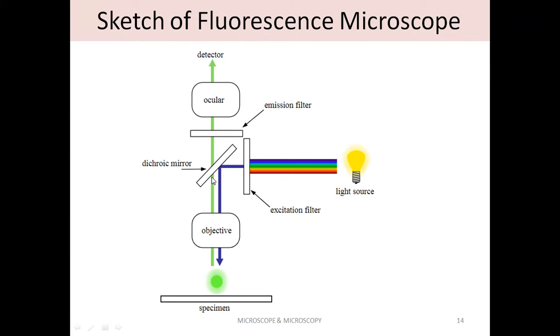It emits only green light along with some residual blue light. Then it passes again through the dichroic mirror to the emission filter. The purpose of this emission filter is to block out all the residual blue light emitted by the sample. And this passes only the green light to the ocular and then to the eyepiece.